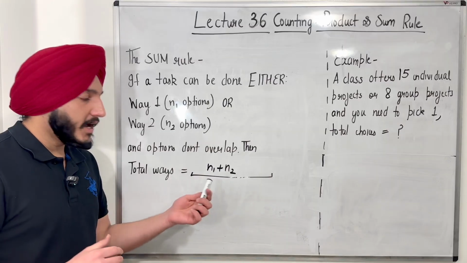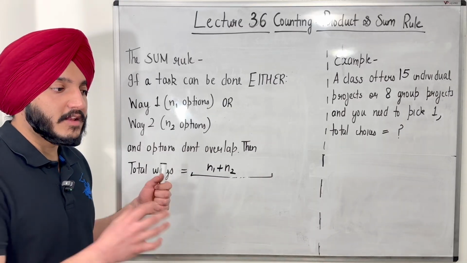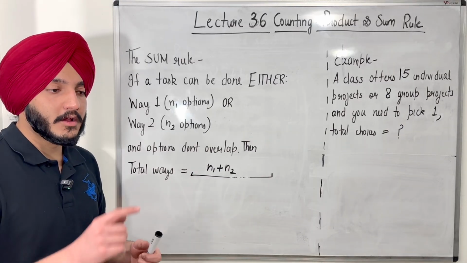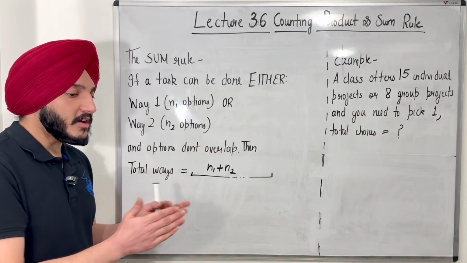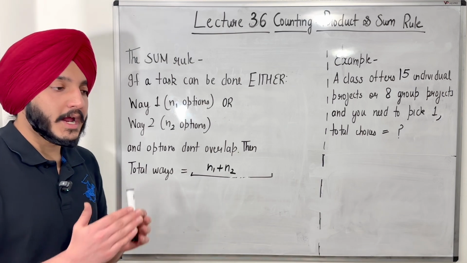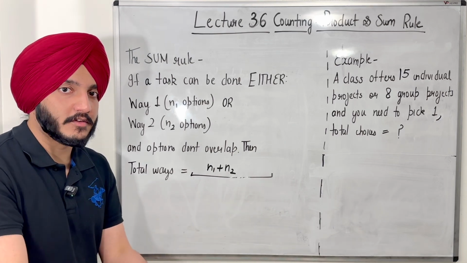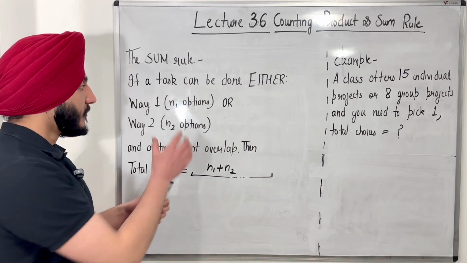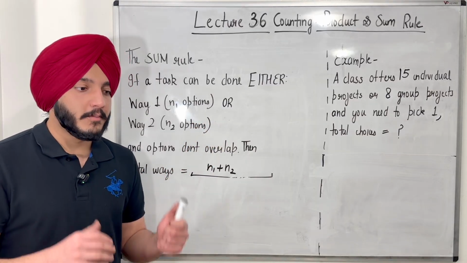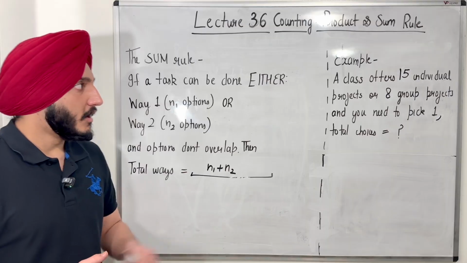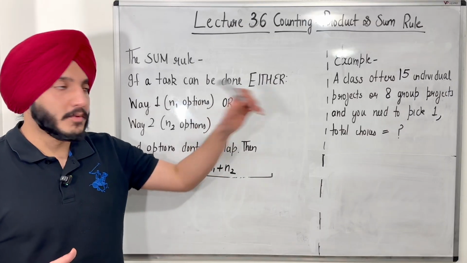And the reason why we are doing a plus in this case, when instead in the product rule we did the star, or I should say multiply, is because in this case I am supposed to pick either. I'm not doing both the steps. I'm not doing way 1 and then way 2 after that. I'm supposed to do plus, meaning I'm supposed to pick either of them. I think this will make more sense with an example.